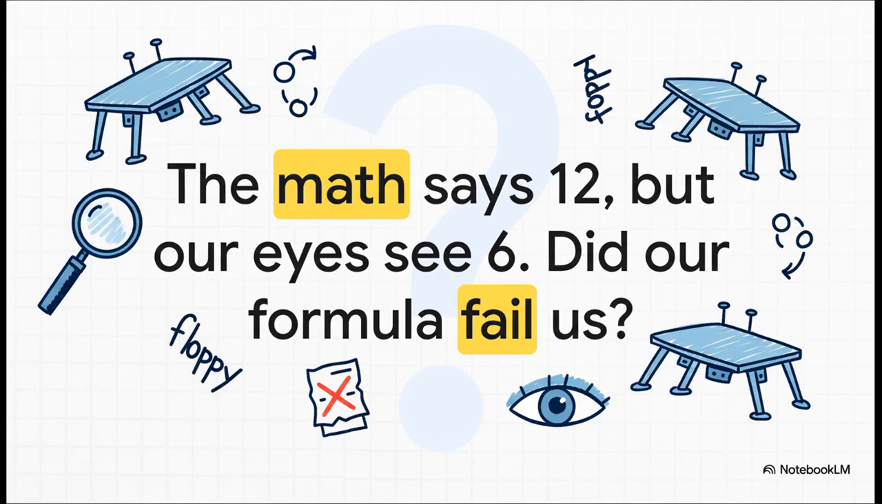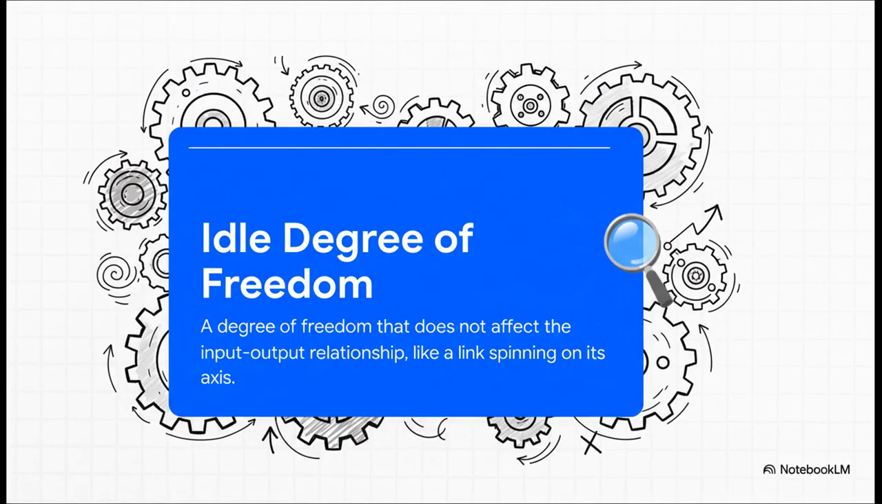I mean, 12 degrees of freedom would mean the platform is just a floppy, uncontrollable mess, the exact opposite of what you want in a flight simulator. So what is going on here? Did our formula, this tool we've been trusting, finally let us down? Well, the answer is no. The formula isn't wrong. The problem is that it's actually too good. It's counting every single possible motion, even the useless ones.